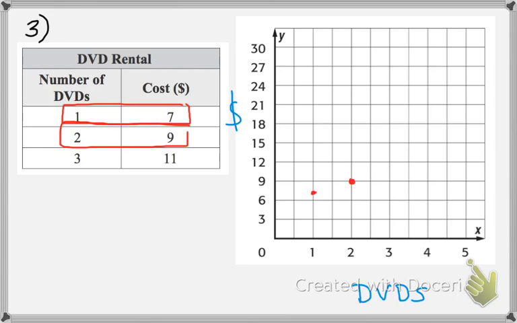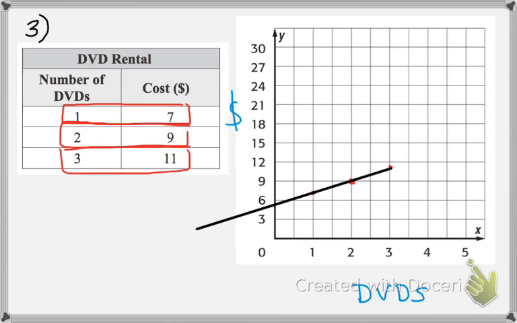And then we have 3 DVDs cost $11. So we go to 3, and we go up to 11, which is right under that 12. Okay, then we take our straight edge, our line, we messed up, and we connect the points there. We always have to go across the y-axis.